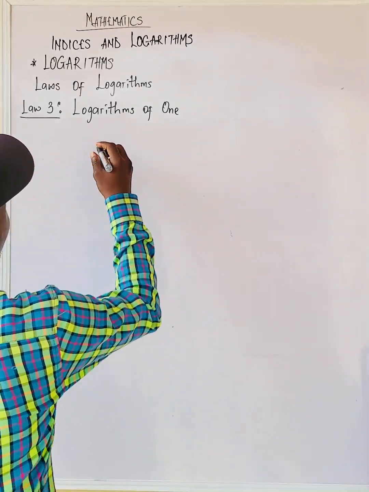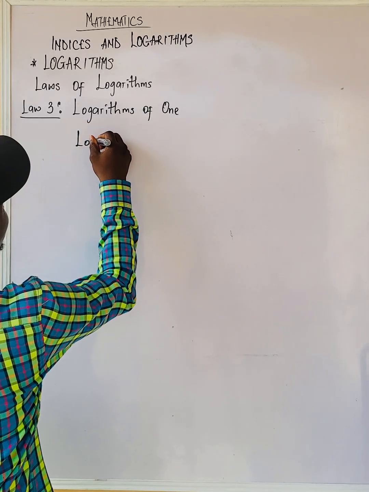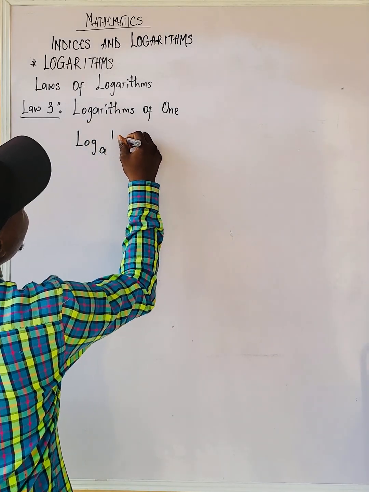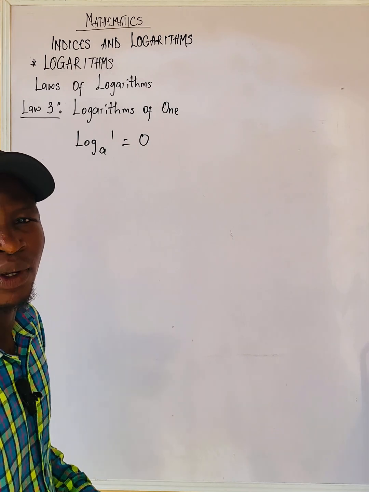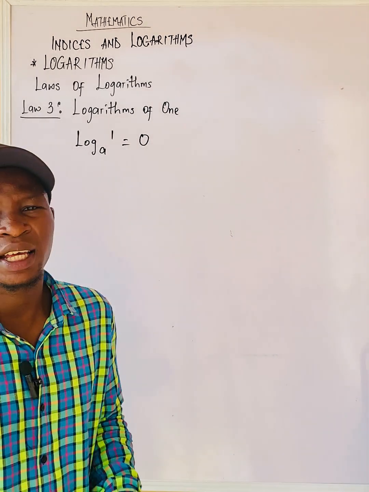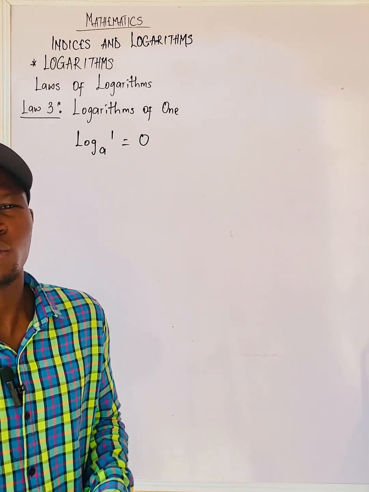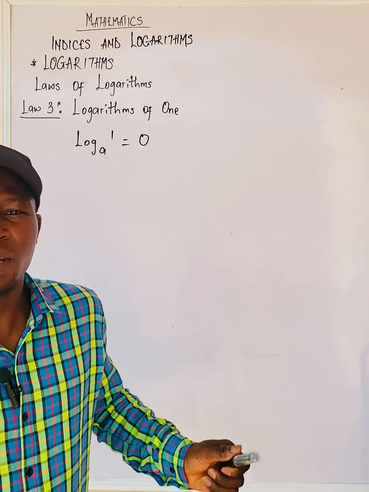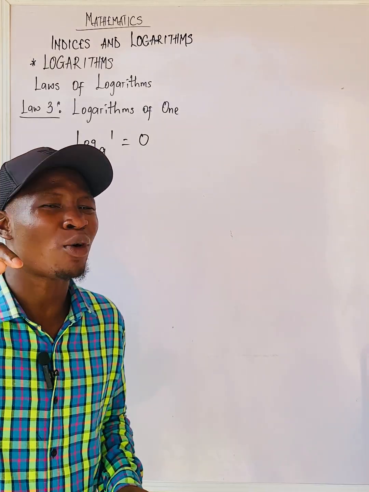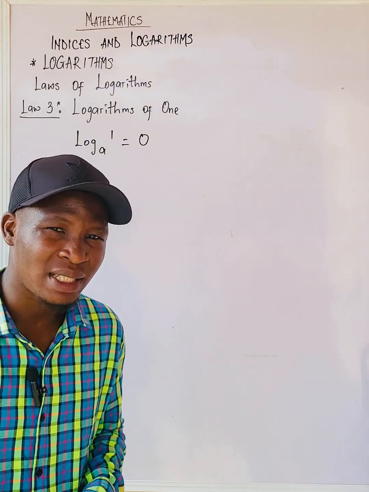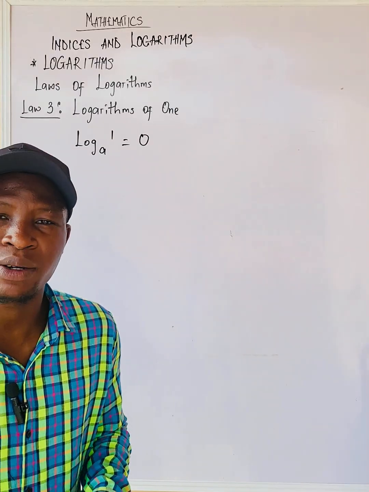What are we trying to say? This is what we are trying to say: if you have log a to the power of 1, the result is 0. So when you see questions like this in objective questions, just go for 0 directly. If 1 is the number of a logarithm of any base, the result will be 0.